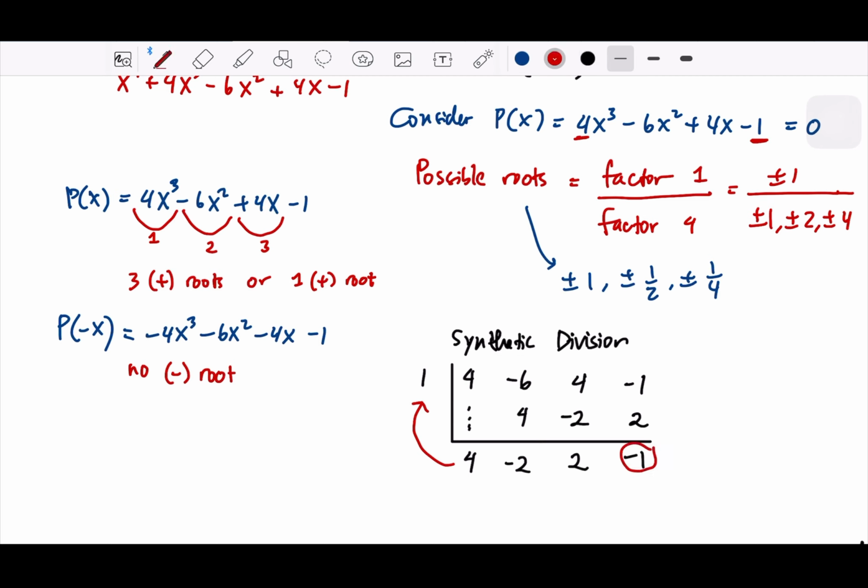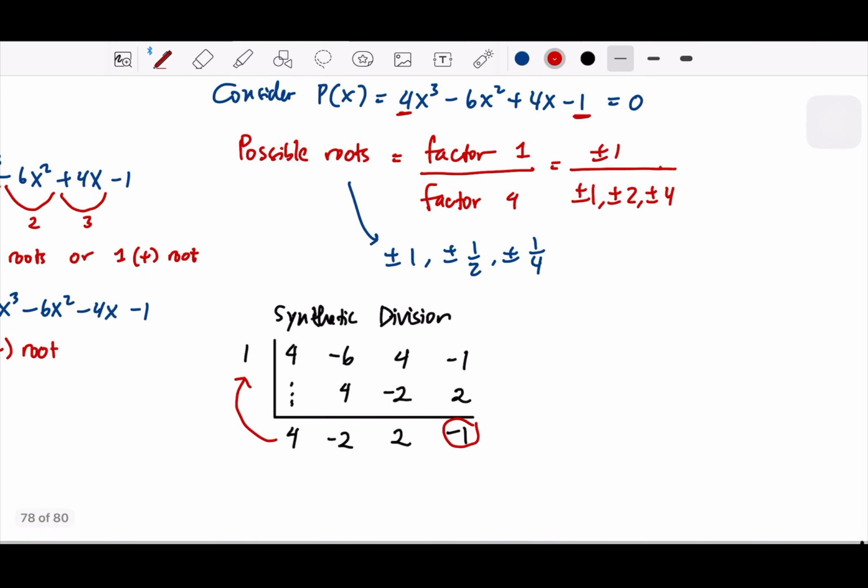So it's quite interesting here. We say that we might have 3 positive roots or 1 positive root, but we don't have a negative root. We have only 3 options. If 1 is not possible, there is 2, which means that we don't have 3 positive roots. We only have 1 positive. Where are the other 2 roots? Probably imaginary or complex roots. That's the possibility. Okay, we check another one.